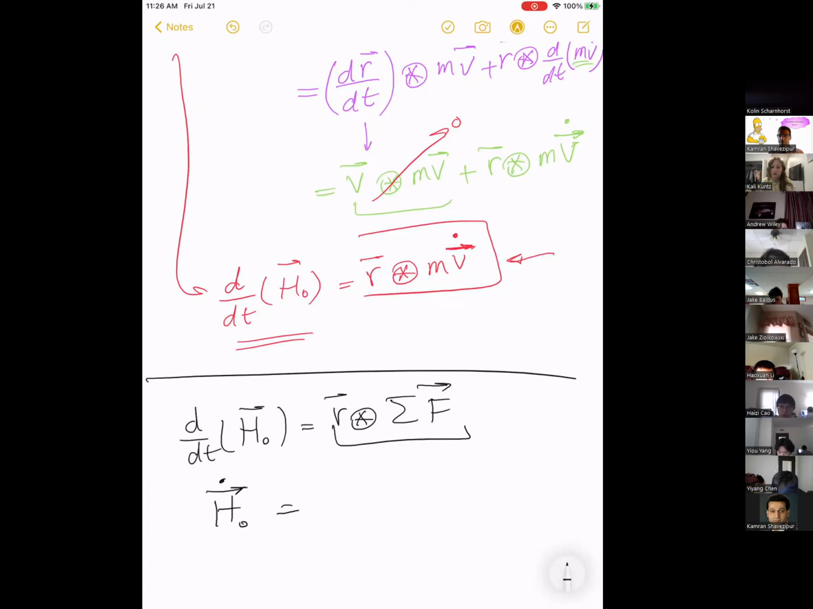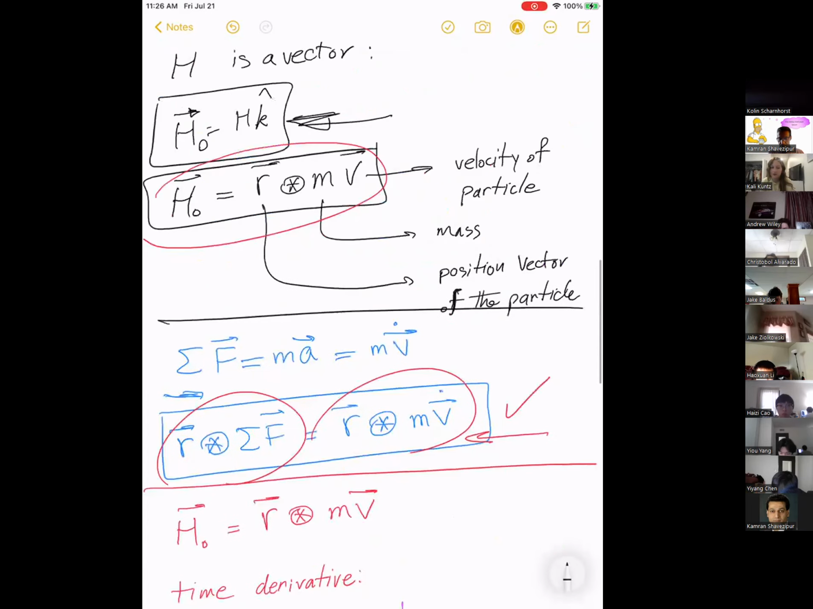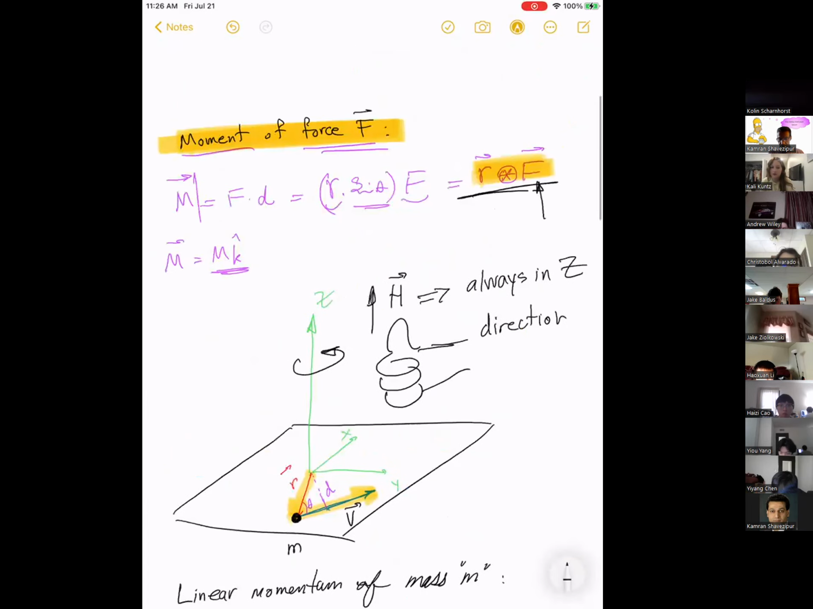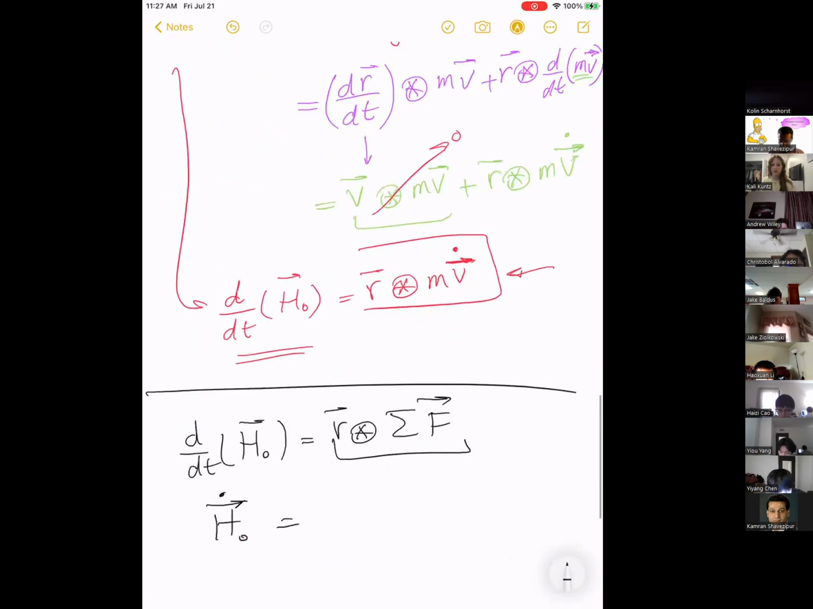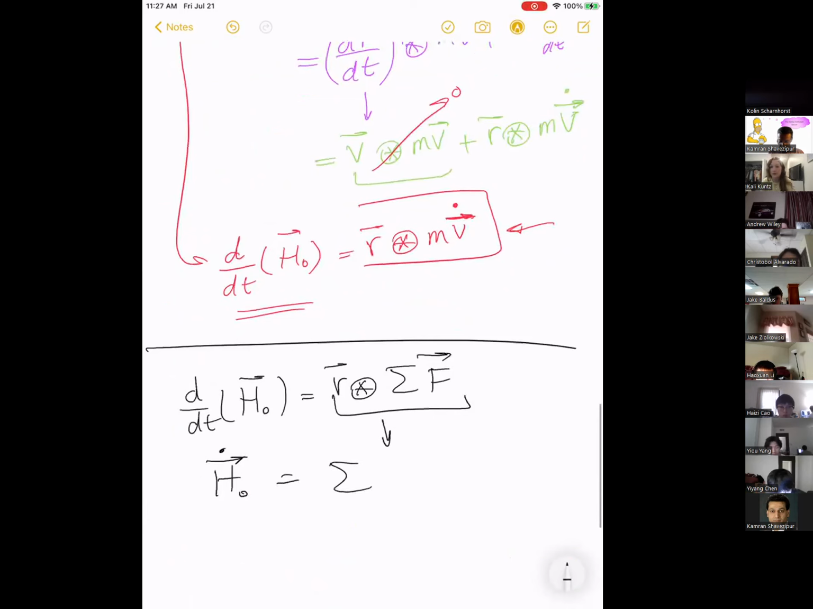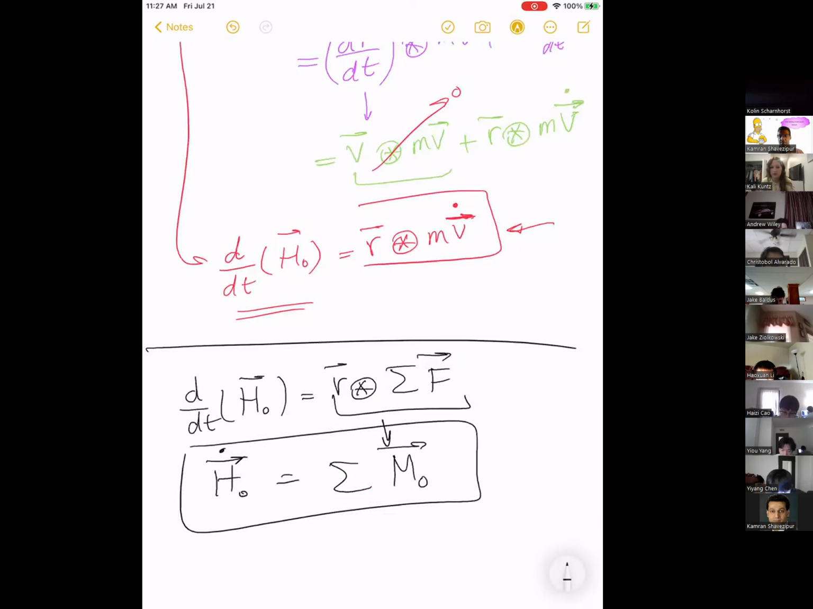What is this guy? And if you go a few lines back more, I'm going to show you. So r cross F is technically a moment, right? Is it? So here, this is technically summation of moments. So this is the final equation for a particle.